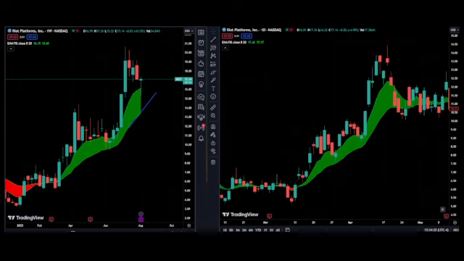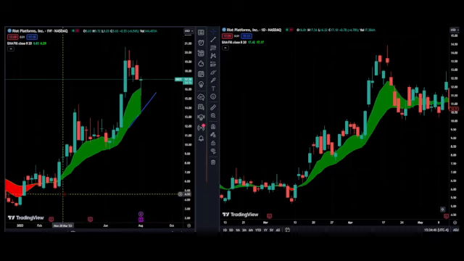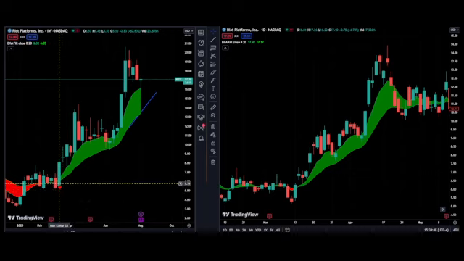Here is another example. We have Riot Platforms. This is related to cryptocurrency. They have a blockchain mining operation. So what is the chart here on Riot Platforms? Well, interesting. Here's this week starting Monday, March 13th. And lo and behold, this chart looks a lot like the TQQQ.